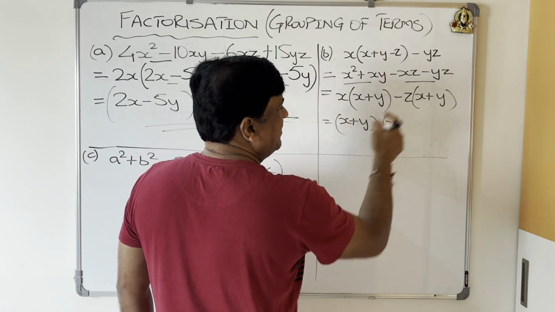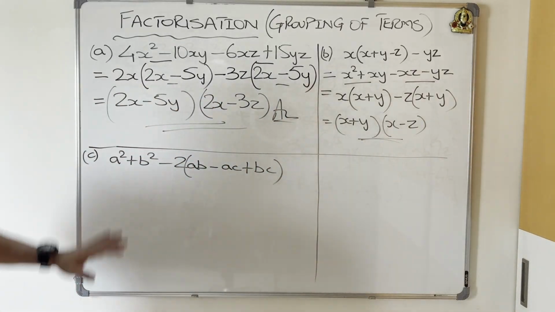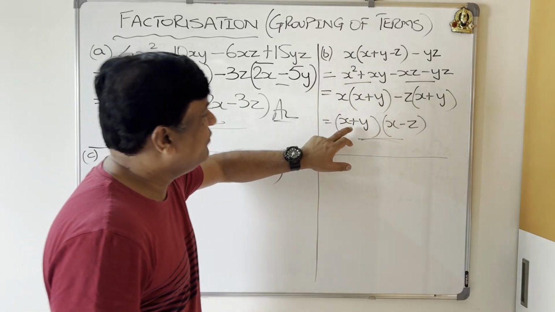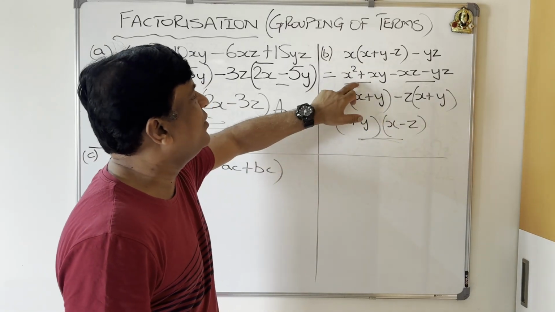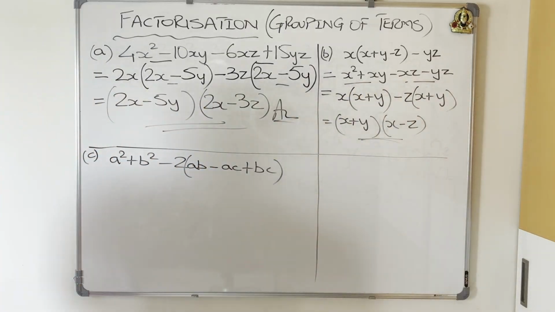You are left with x and you are left with minus z. That's the answer. Simple. So this is how you do it, by grouping terms and finding the factors. When you multiply these two, you are going to get this expression. Okay, so let's move on to the third one.